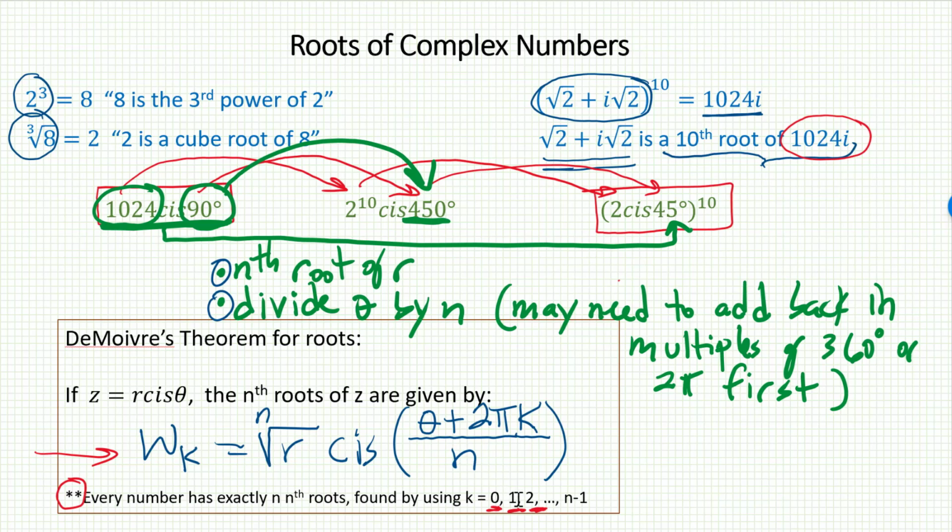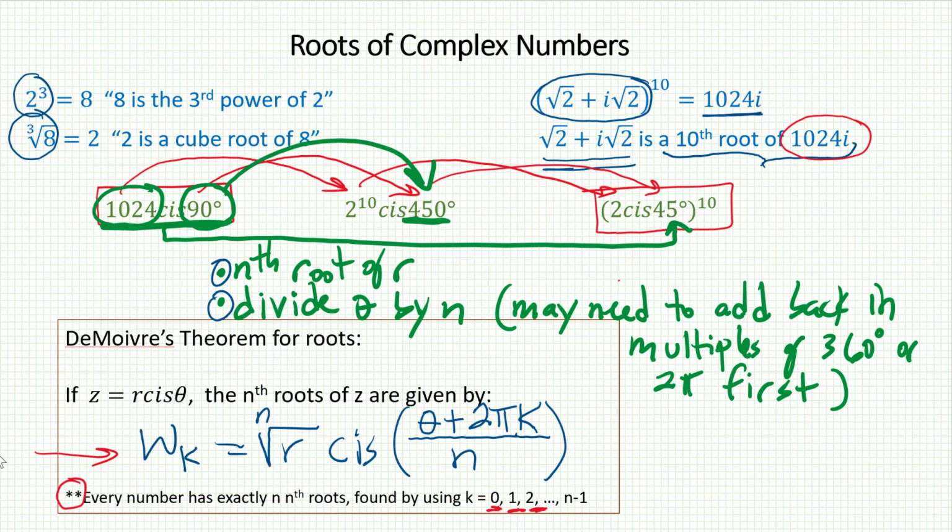Then you put in k as 1. That would be adding 1 multiple of 2 pi. And then k as 2, 2 multiples of 2 pi. Every time you add in another multiple of 2 pi, you'll find another one of the roots. Stop when you get to n minus 1 and you will have found them all. Obviously, if I was working in degrees, this formula would say plus 360 degrees times k.